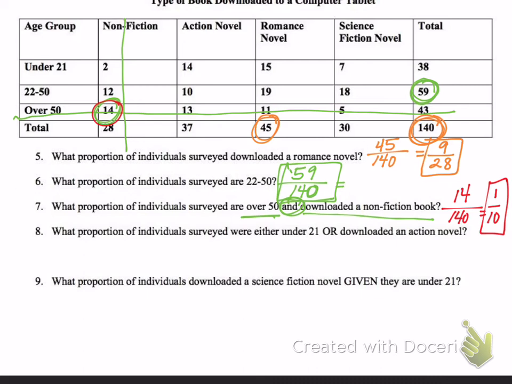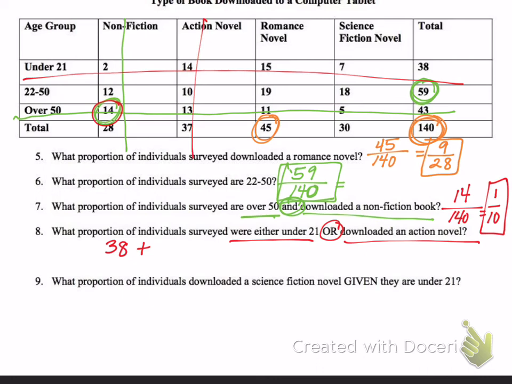Okay, number 8 is a little bit different because we have an or here. So what proportion of individuals surveyed were either under 21 or downloaded an action novel? So this is where that formula kind of comes into play. So there's 2 ways that you can do this. You can take the total of under 21. So what's the total of under 21? 38. Plus the total of downloaded an action novel, which is what?